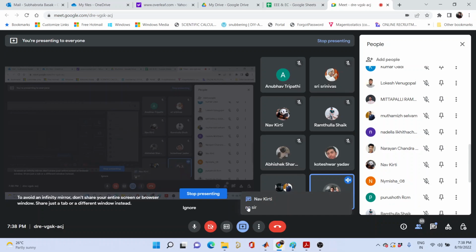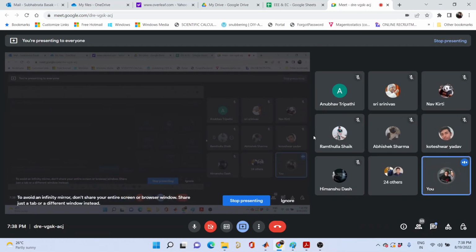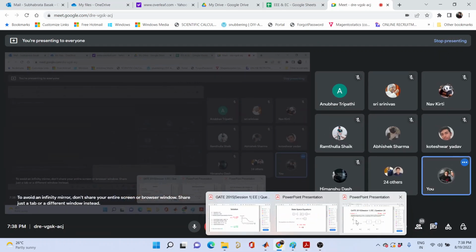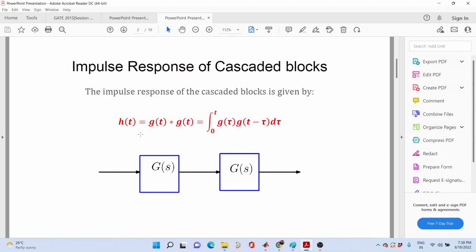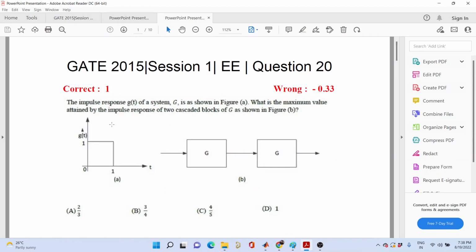Then what I'm doing is giving a step by step way to do this graphical convolution, which is a generalized way, so that everyone gets how to do it. When there are two blocks like this, and we are asked for the impulse response, it is the convolution of these two impulse responses. The impulse response has been given to you in the form of a graph, not in mathematical form.